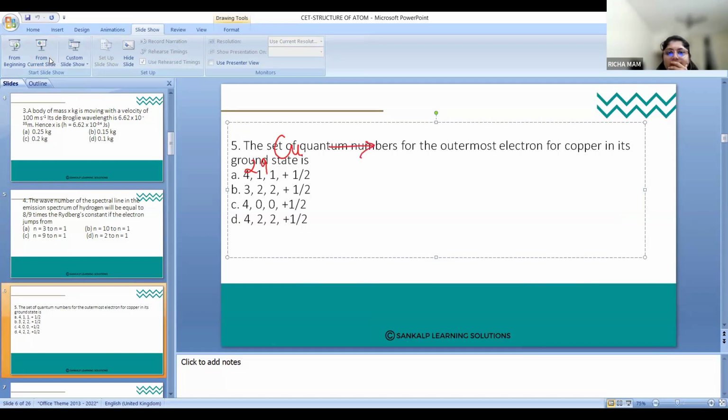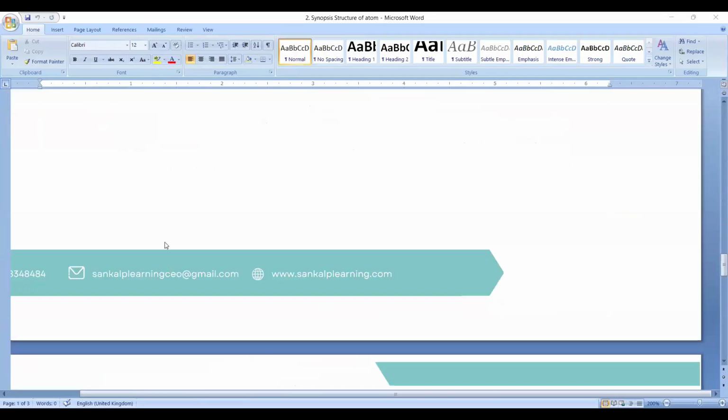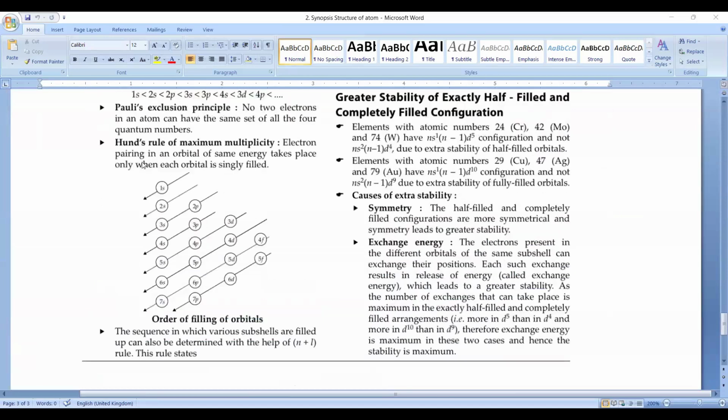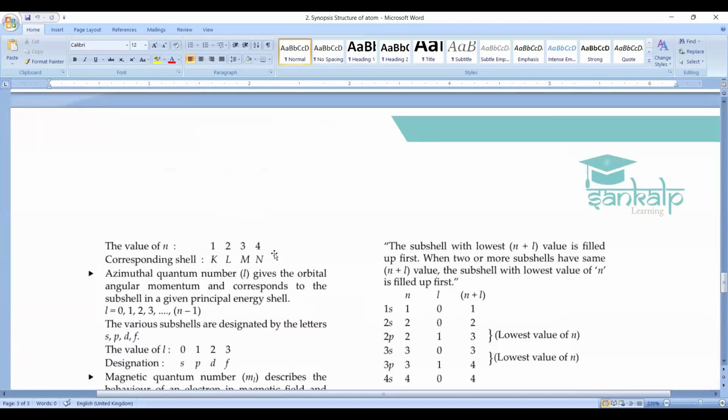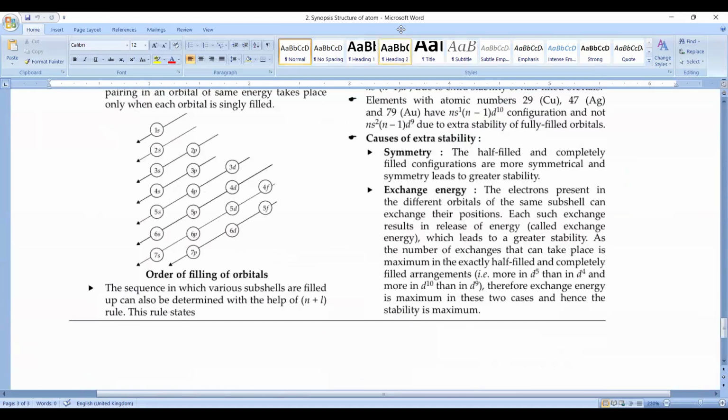So do you know how to fill the electrons? Let me show you the table here. Can you see this? This is the filling of electrons. How does the filling of electrons take place, students? Let me zoom this. The filling of electrons takes place by this.